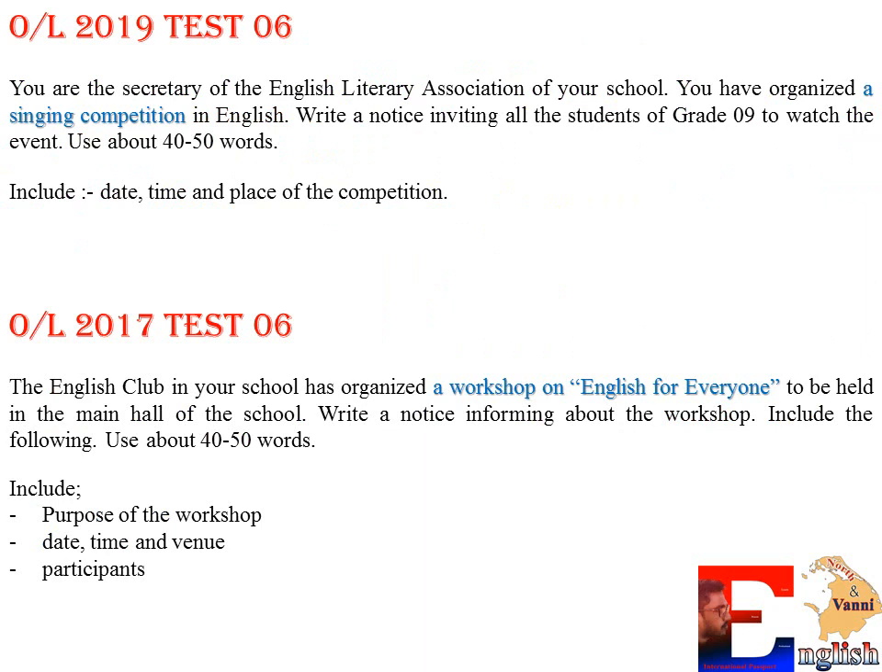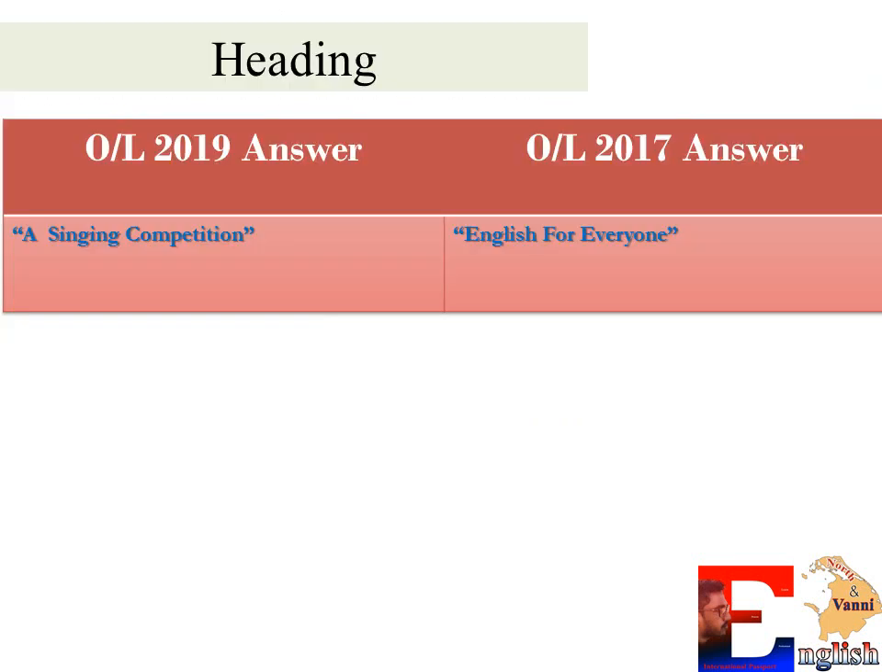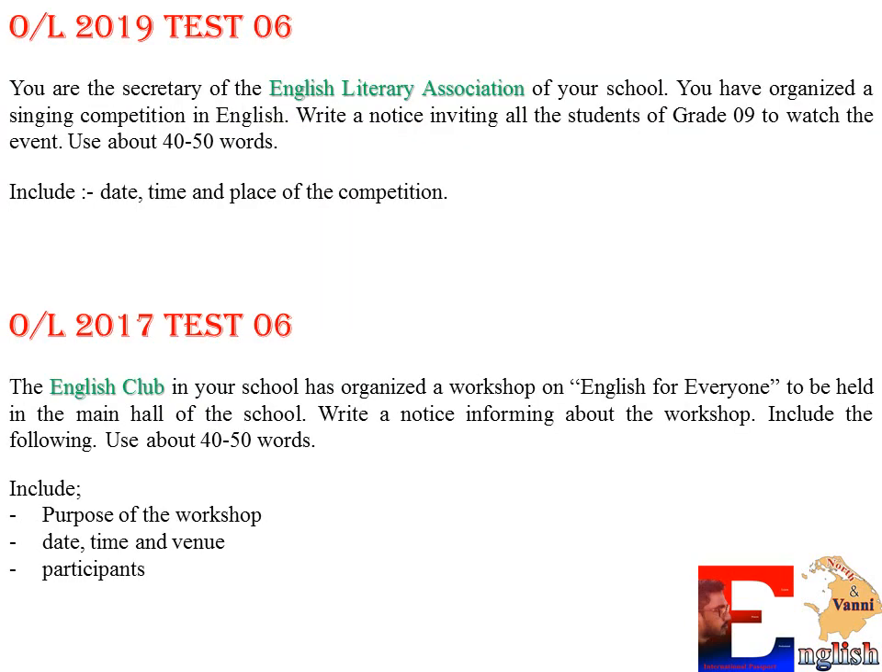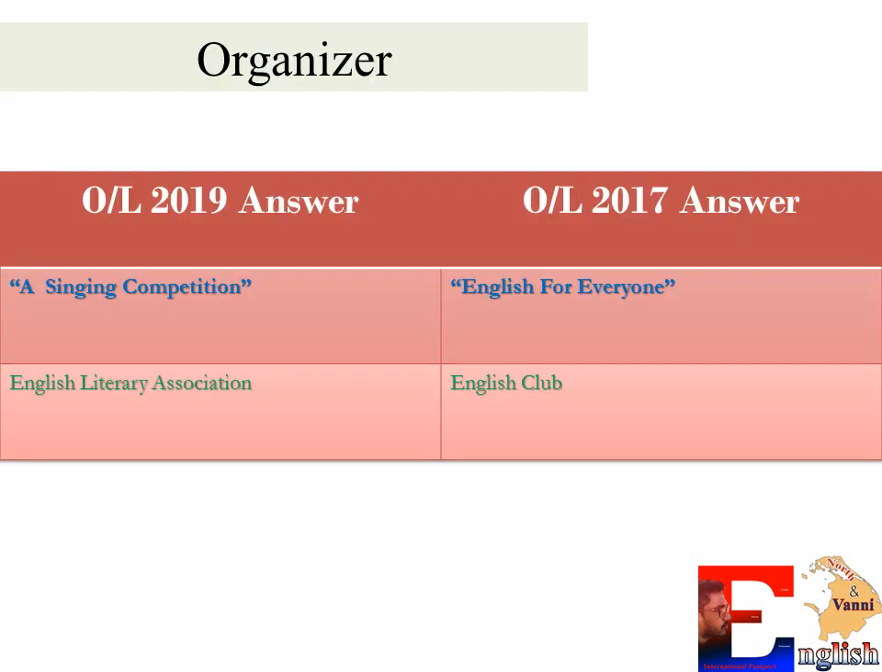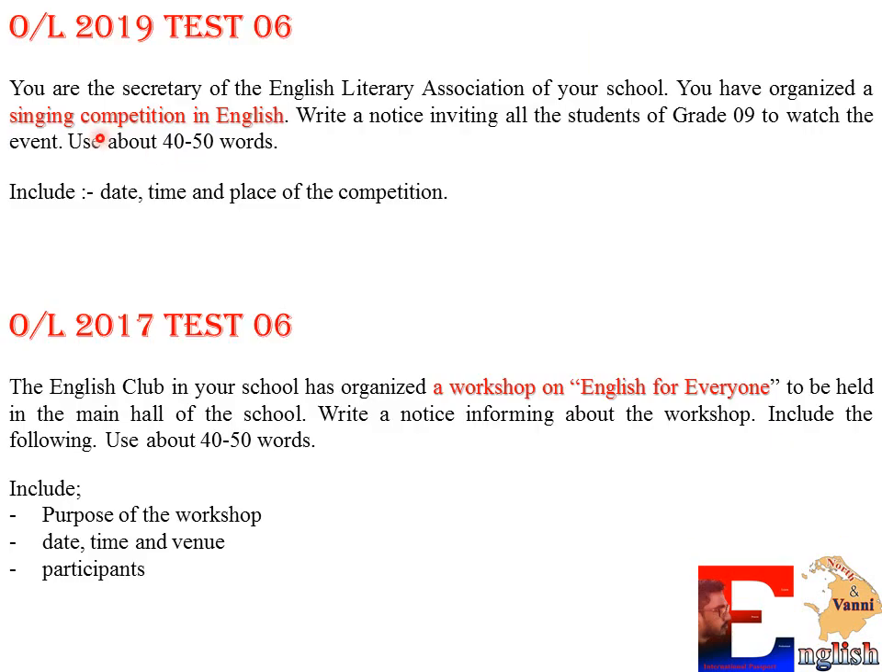I also discuss in detail the changes in the answer. Number 1, singing competition; number 2, workshop. So in 2019 the heading is singing competition, in 2017 English for Everyone, as I discussed earlier. Moving through these slides, here the event organizer is the English Literary Association in the 2019 question and the English Club in the 2017 question. Then in 2019 we are organizing a singing competition and there is no name for it. Here we are organizing a workshop and there is a name for the workshop, English for Everyone.